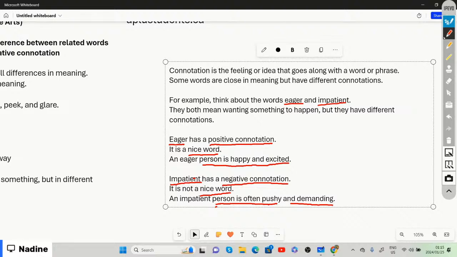And remember, we said connotations is a feeling or idea that goes along with the word or phrase. The example, the two words that we made mention of, eager, so it goes with eager and it goes with phrase. And some words are close in meaning, but then you have others with different connotations.